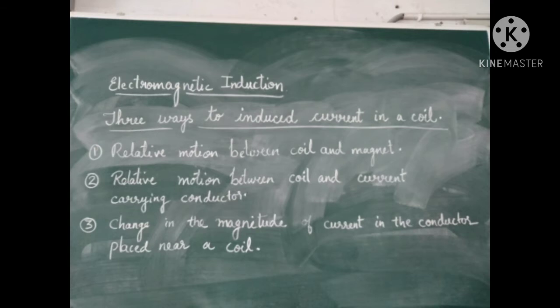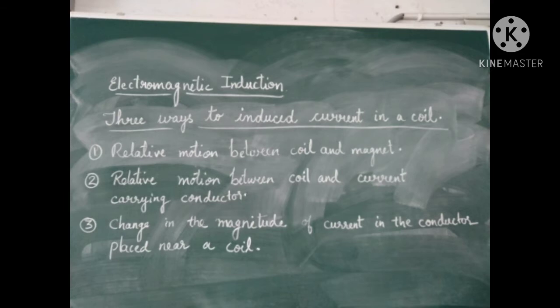And in this condition, what can be done is, in place of a magnet, we can use this current carrying conductor, and we do not have to move it toward or away from the coil. We just have to increase or decrease the magnitude of current. If that is done rapidly, then the induced current will be produced. So these are the three ways by which induced current can be generated in a coil.